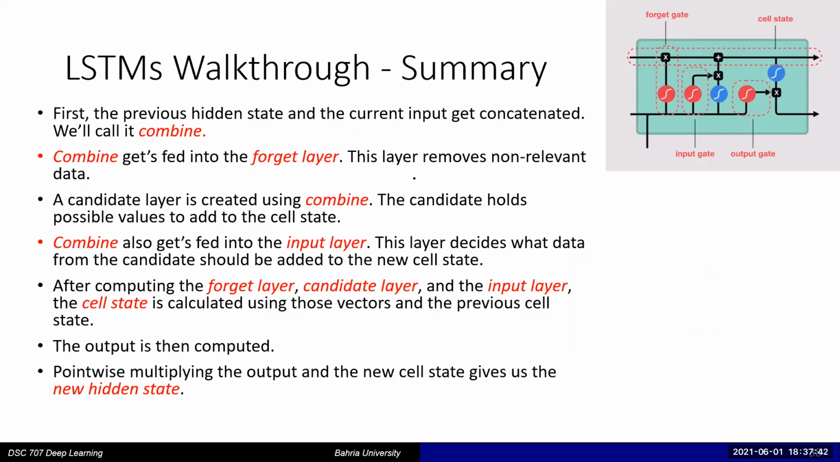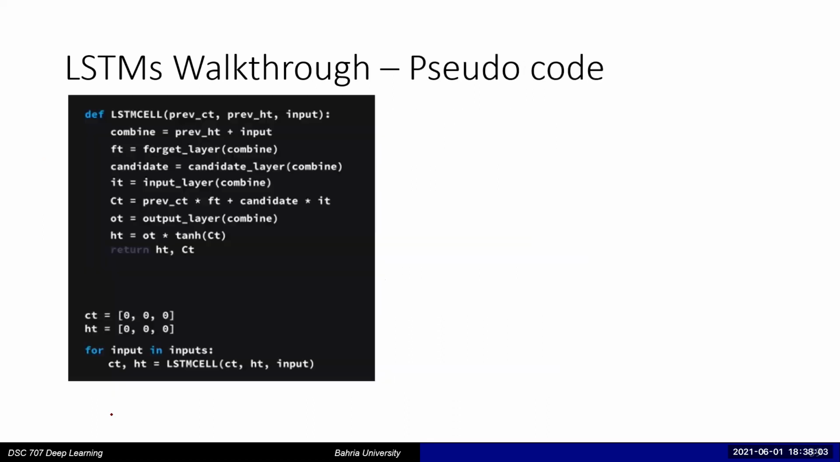Okay, so you see what we did. We combined xt and ht minus 1. We feed it to the forget layer, then we feed it to the candidate layer. We also feed it to the input layer. Then we update the cell state, and then we compute the output, which is actually the new hidden state. So if you want to see it in the form of maybe a pseudocode, right?